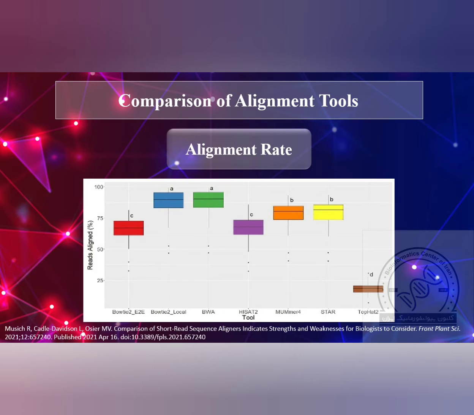And at the last level, or fourth level, we have TopHat2, which shows a really, really low percentage of aligned reads. I should mention one point here: TopHat2 has been updated to HiSat2, and today we usually use HiSat2, not TopHat2. But the article mentions that TopHat2 is used as a reference for this comparison. So we also mentioned that like this.